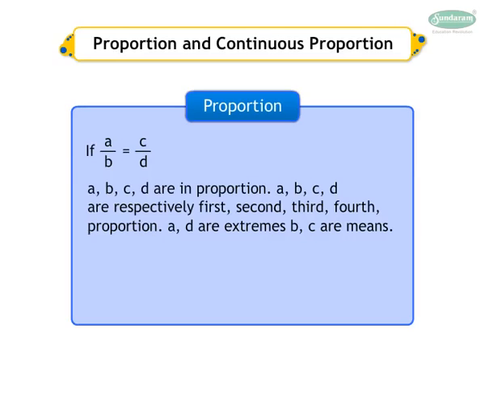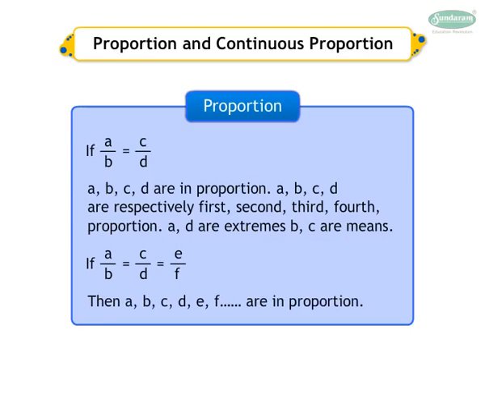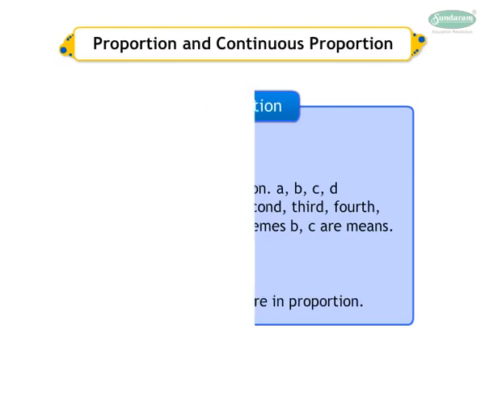We can extend by saying that A upon B is equal to C upon D is equal to E upon F and so on. Then A, B, C, D, E, F are said to be in proportion.